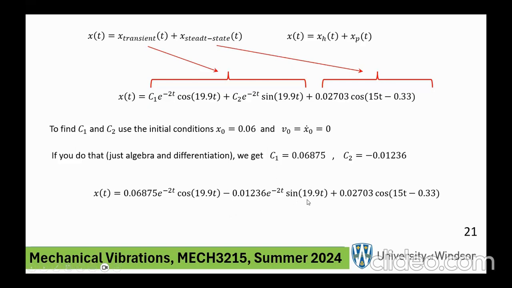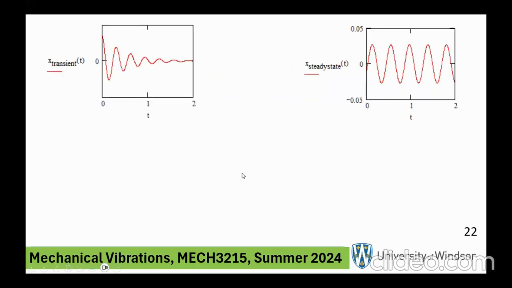But you can leave it like this. And this is the transient or the particular solution, or steady state solution. This is the steady state solution. This is the transient solution. And it's plotted. So look at the transient dying down because of the negative exponential term in front of it. This is the steady state, never dies down, goes at the same frequency as the driving force.